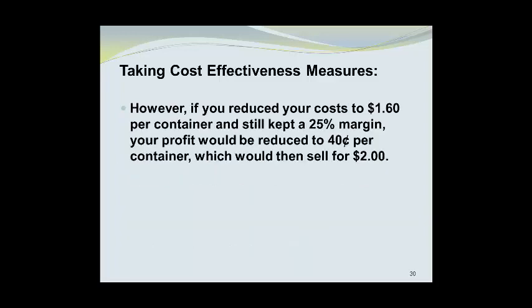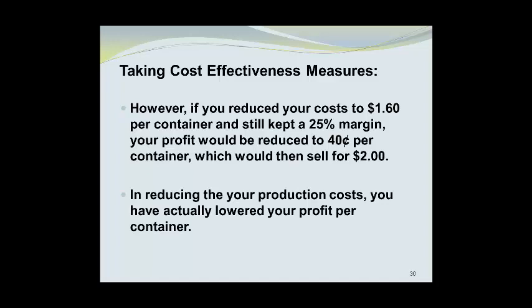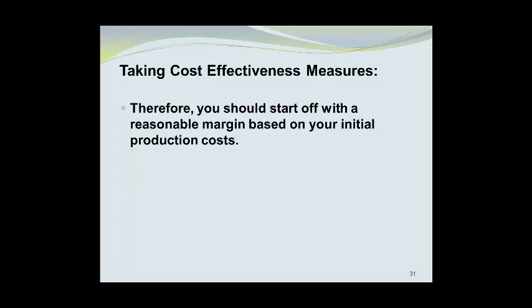However, if you reduce your cost to $1.60 per container and still keep a 25% margin, your profit would be reduced to 40 cents per container, which would then sell for $2. In reducing the production costs, you have actually lowered your profit per container.